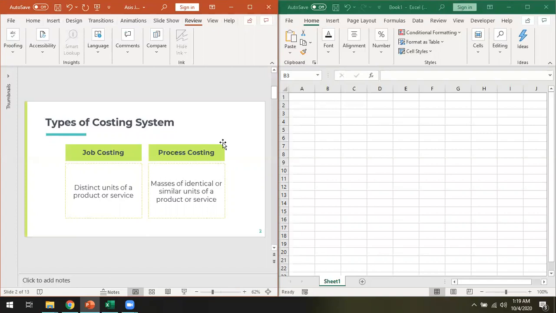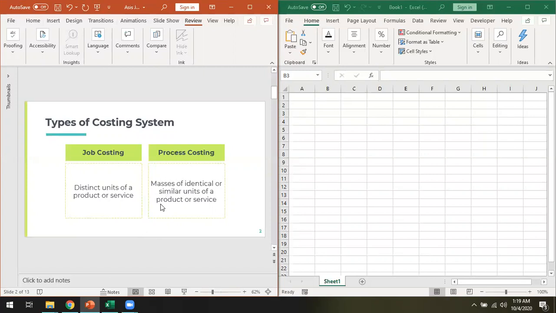In job costing system, the cost object is a unit or multiple units of a distinct product or service called a job. So for example, if you sell personalized cake, you will use job costing system because each cake is unique. You may call the cake sold to customer A as job A and the cake sold to customer B as job B. On the other hand, there is process costing system.